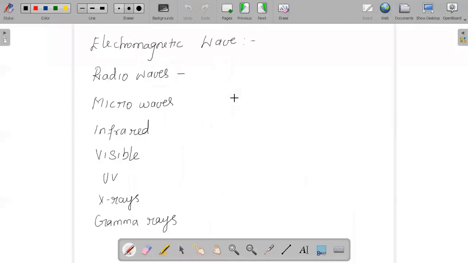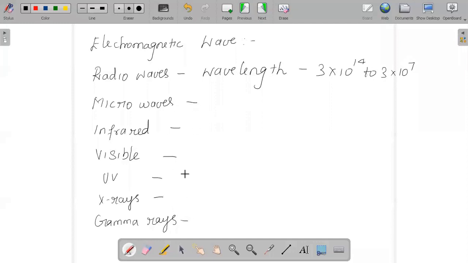When you come to the concept of the electromagnetic wave, you will have a relation, or you can say a range, of their wavelength. If I am talking about radio waves, that range is 3 into 10 to the power of 14 to 3 into 10 to the power of 7. In the same way, each wave has a range. Why am I focusing on the range? Because questions are given based on the range, hence I should know the range.